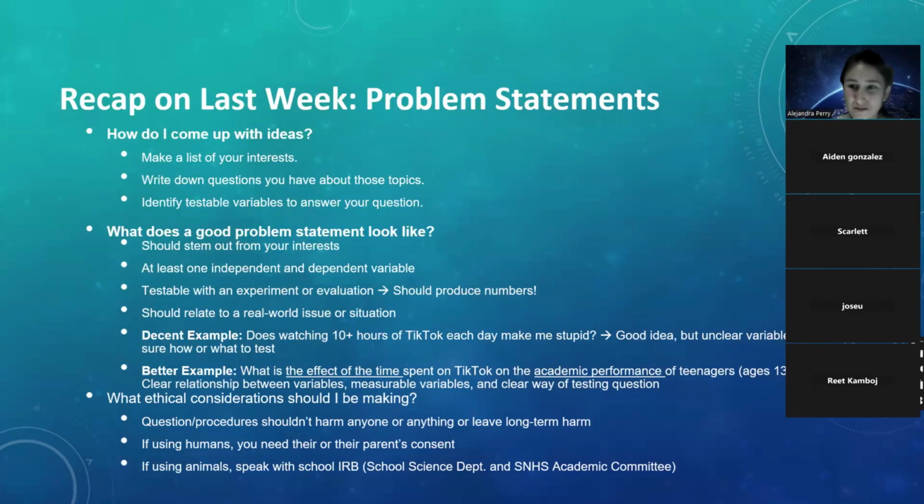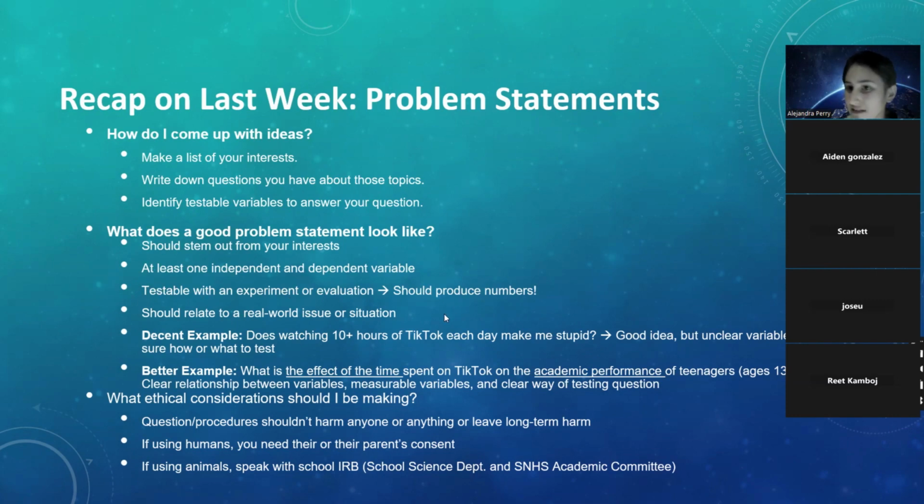And if you don't enjoy it, it's going to show in what you produce. And then you have to make sure you have an independent variable and the dependent variable, and you know what those are. Those are things that are measurable and the relationship is clear. It should be testable with an experiment or an evaluation that produces numbers.